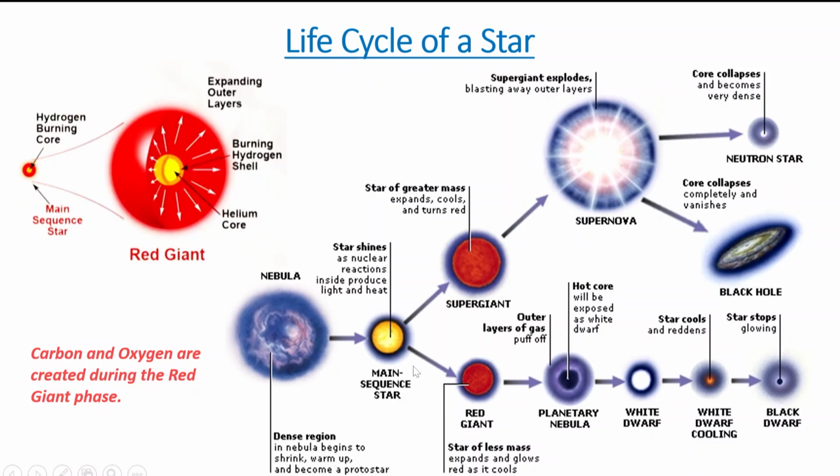The other fate of the main sequence star is the formation of a red giant, where the star is of relatively less mass, it expands and glows, and eventually it cools down, and the outer layers of gas simply puff off, and the hot core will be exposed as a white dwarf. And the final fate of a white dwarf is that the star will cool down, and finally it will stop glowing like it used to in the stage of a red giant, and will become a black dwarf.